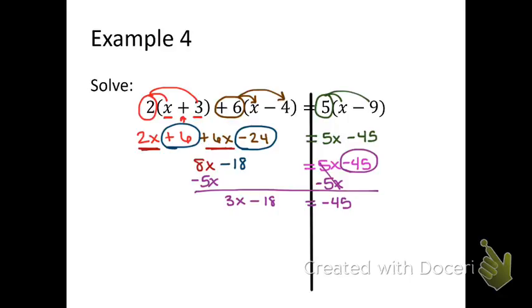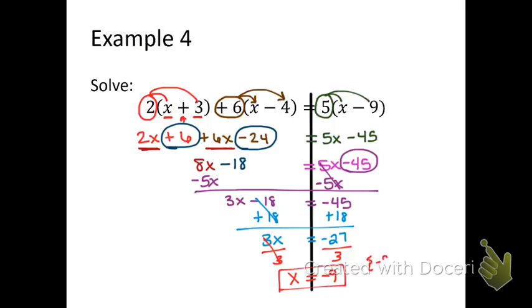Okay, then let's move that 18 over to get the 3x by itself. So let's move it. It's a negative 18, so we do the opposite, so we add it. So 3x, my negative 18 plus 18 cancel, equals negative 45 plus 18 is a negative 27. And then that's 3 times x, so to get rid of the 3, we're going to do the opposite of times, which is divide by the 3 we want to get rid of, and we get x equals negative 9. Or we could write it as a solution set there.